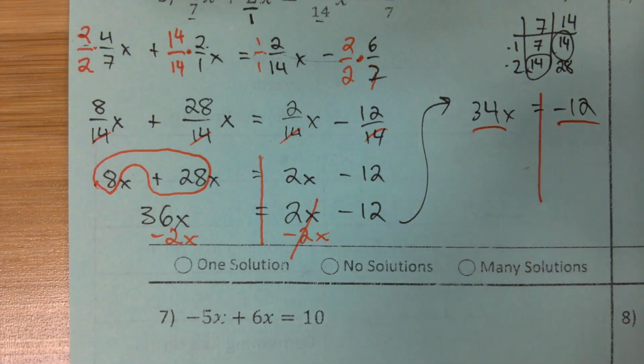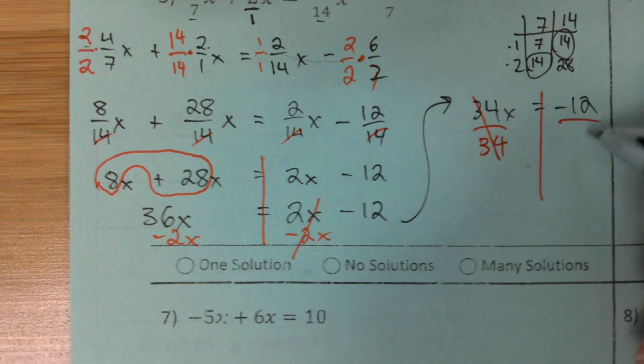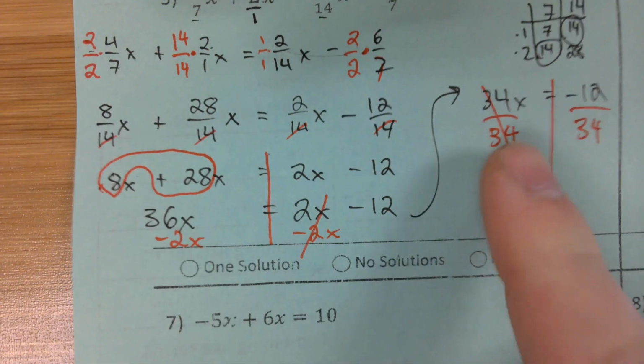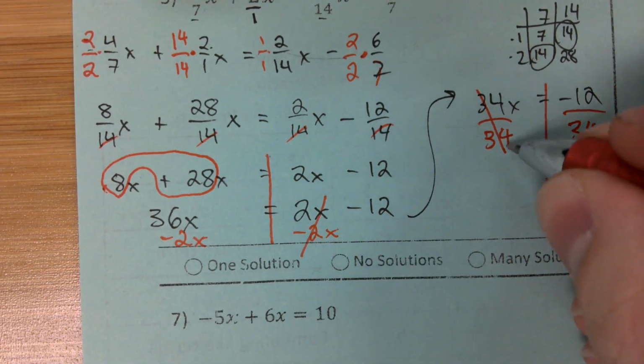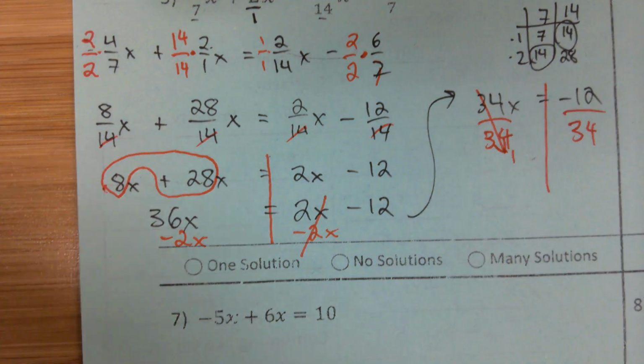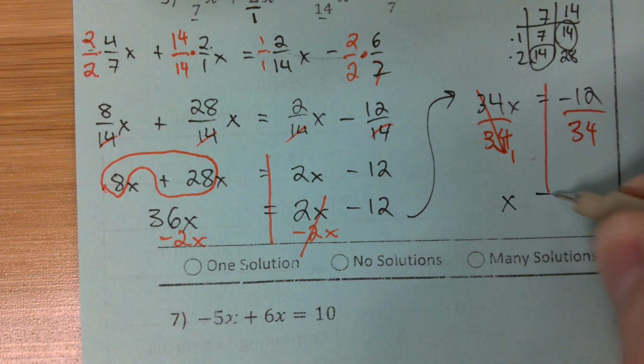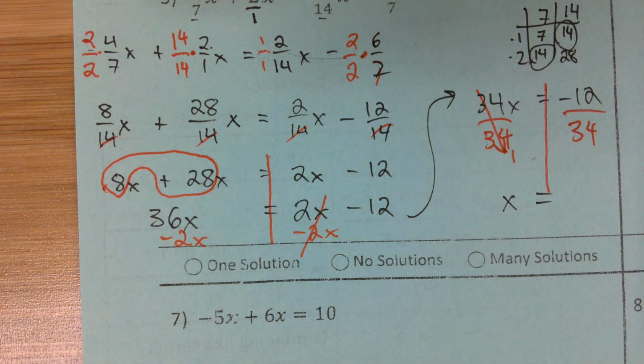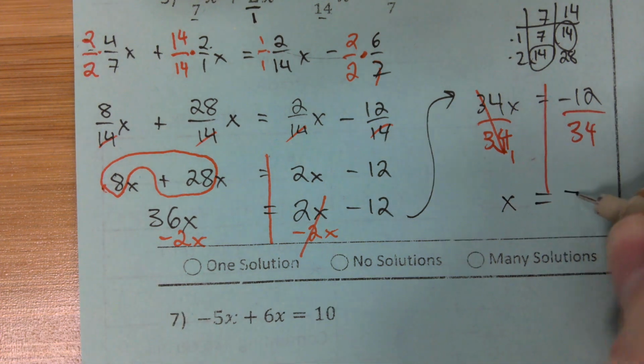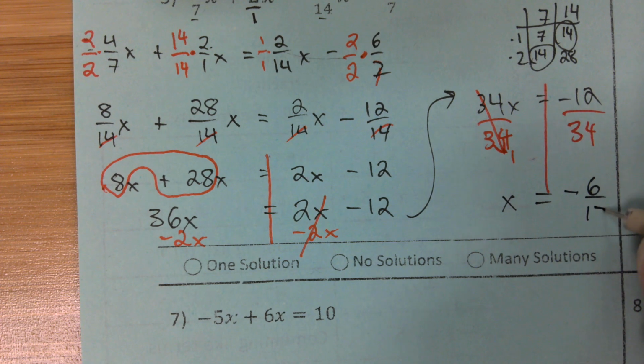Divide by what? 34, right? We want x to be all alone. We've got to divide by what's in front of x, because 34 over 34 is 1. Negative 12 over 34. Can we simplify that at all? Yes. What does it simplify to, Theo? Negative 6 over 17. Thank you.